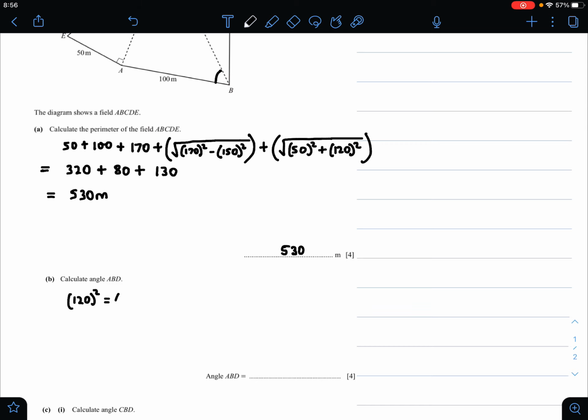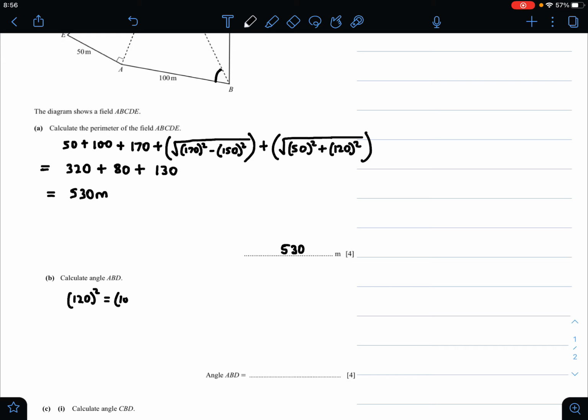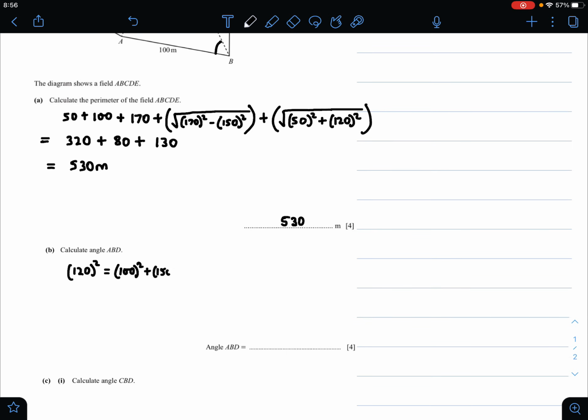is equal to, now which side you take as B and C, that won't make a difference, you can take any side. So 100 square plus 150 square minus 2 times B multiplied by C multiplied by cos A. So now all we need to do is solve this equation for A.